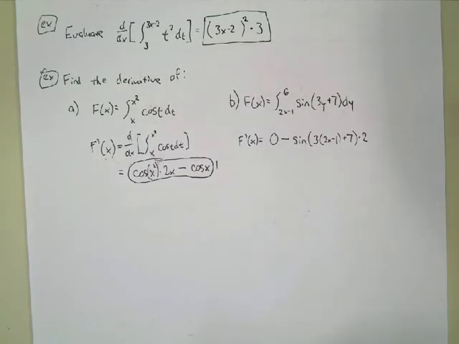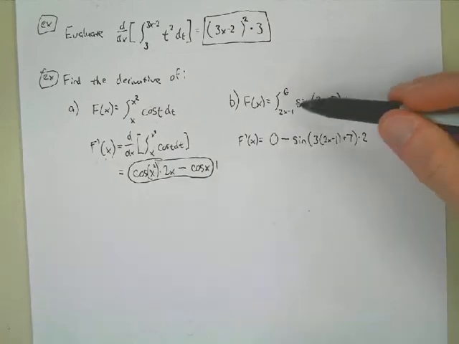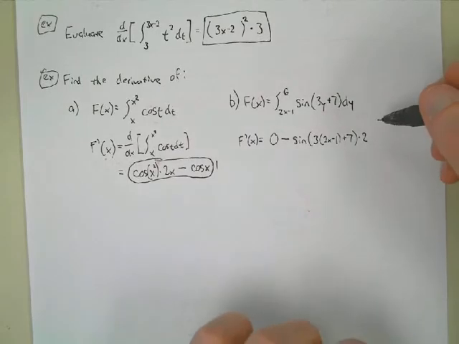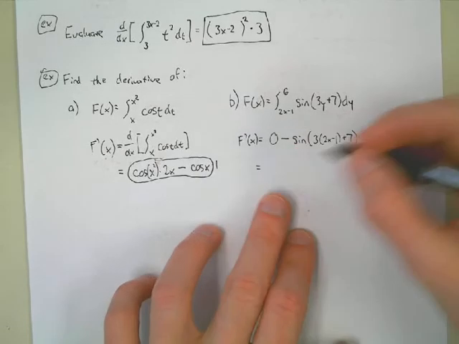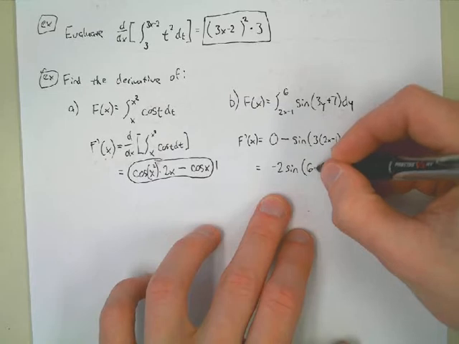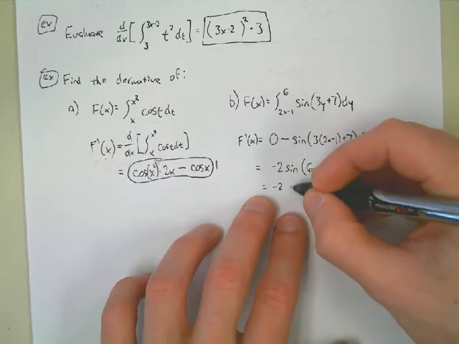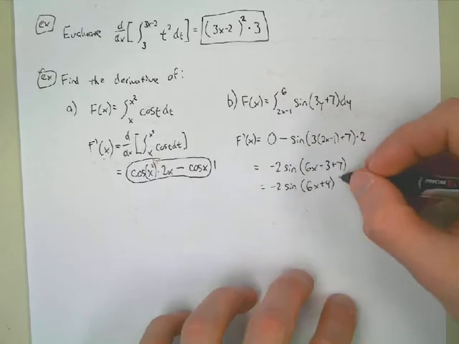So it would be unwise to distribute that through? No, you could, absolutely. But you multiply by the derivative of what you plugged in. So you shouldn't distribute it until you get to the very end. Correct, until you're done with taking the derivative. Now let's simplify it. We can pull that 2, make it negative 2 sine, and that becomes 6x minus 3 plus 7, so it becomes negative 2 sine of 6x plus 4. And there is your derivative of the integral.